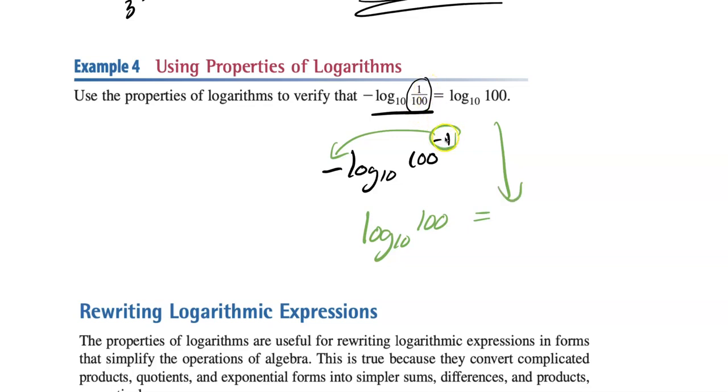Right? So I flipped it, got a -1 power, moved it to the front, two negatives make a positive, and now they match.